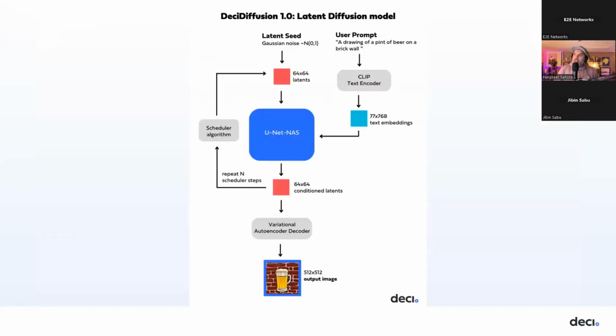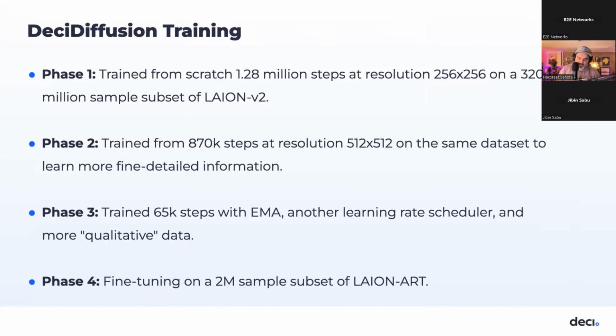So DeciDiffusion essentially has the same foundational architectural elements as Stable Diffusion 1.5. Like it's got the variational autoencoder and the clip pre-trained text encoder. And our primary innovation was just the substitution of the UNet for a more efficient UNet NAS. That's really the biggest thing that we did. And so this new component then streamlines the model by reducing the number of parameters, which again leads to greater computational efficiency.